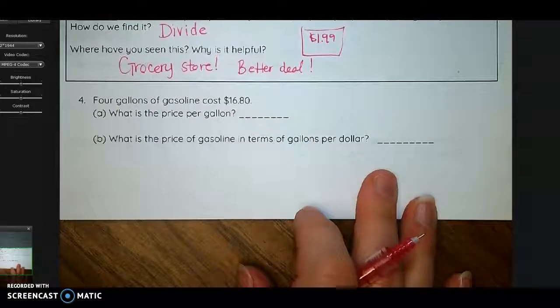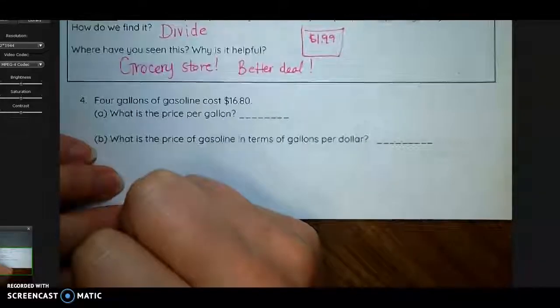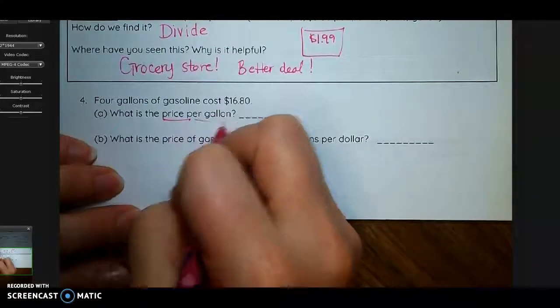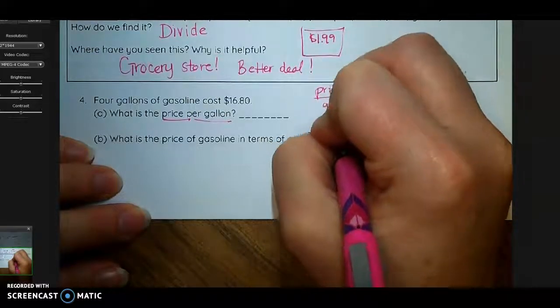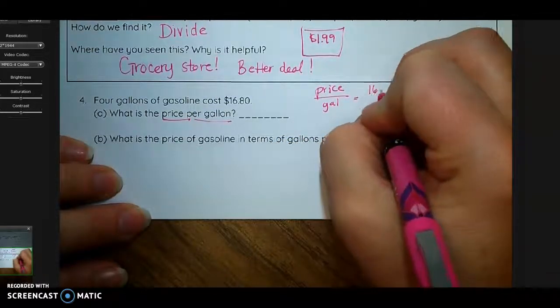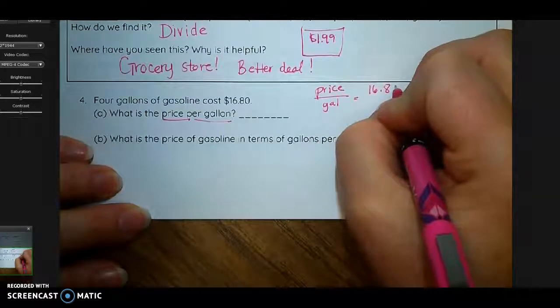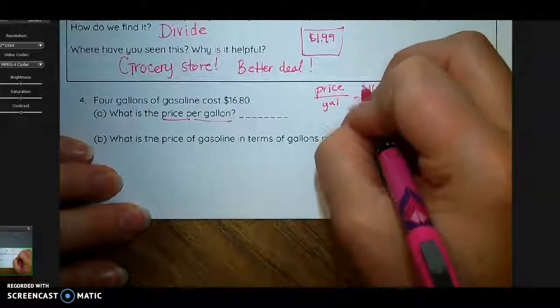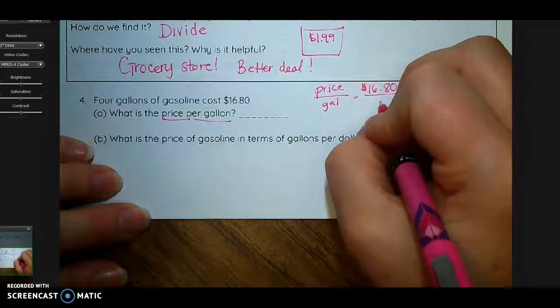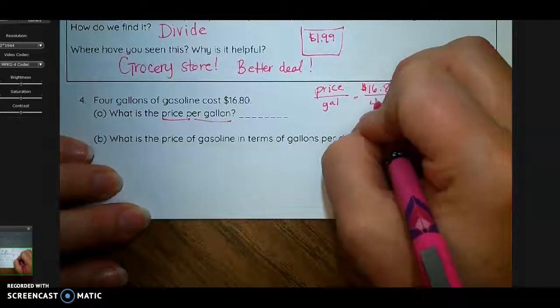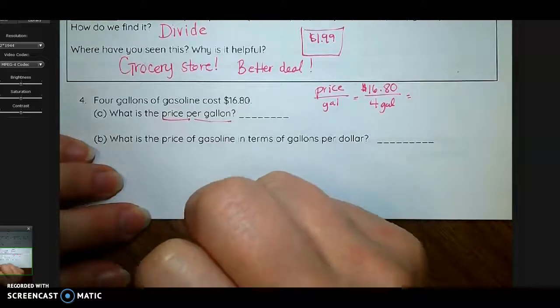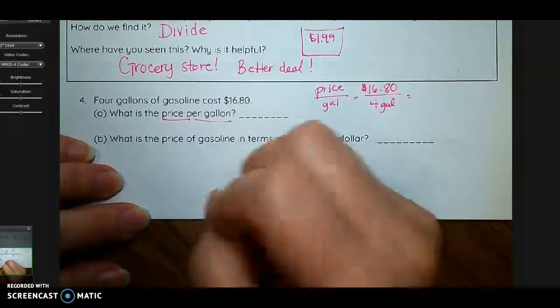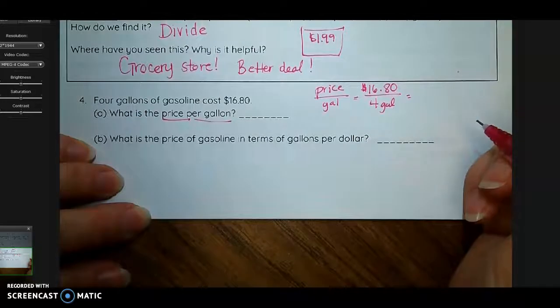4 gallons of gasoline costs $16.80, and the question is what is the price per gallon. So I'm going to do price per gallon. And like I told you, that's typically how they're going to write it, with the money on top and then the other one on the bottom. It doesn't mean that they can't switch it or that they won't switch it to see if you are reading carefully, especially on things like the AIR test. So just make sure you read thoroughly.